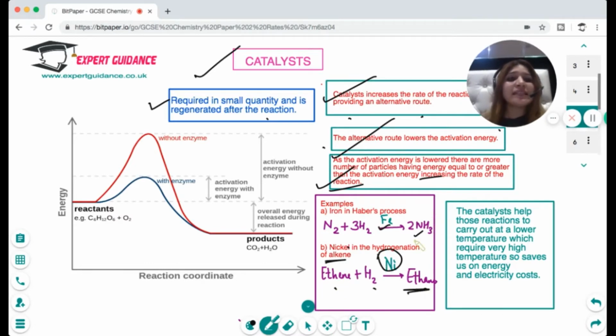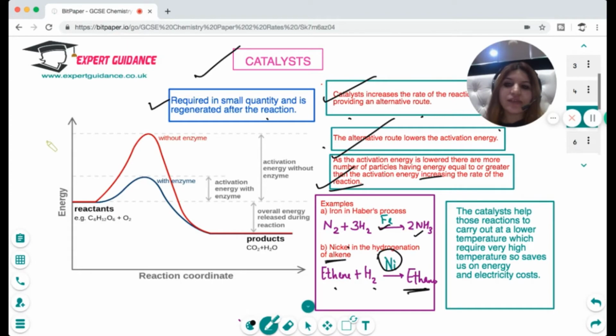Now, catalysts help those reactions that require a very high temperature or high pressure to be successful at a lower or moderate temperature and pressure. So it helps us to save a lot of electricity and energy cost, and helps us to prevent the greenhouse emissions or the fossil fuel emissions by lowering the energy cost. So it's good and safer for the environment to use the catalyst.